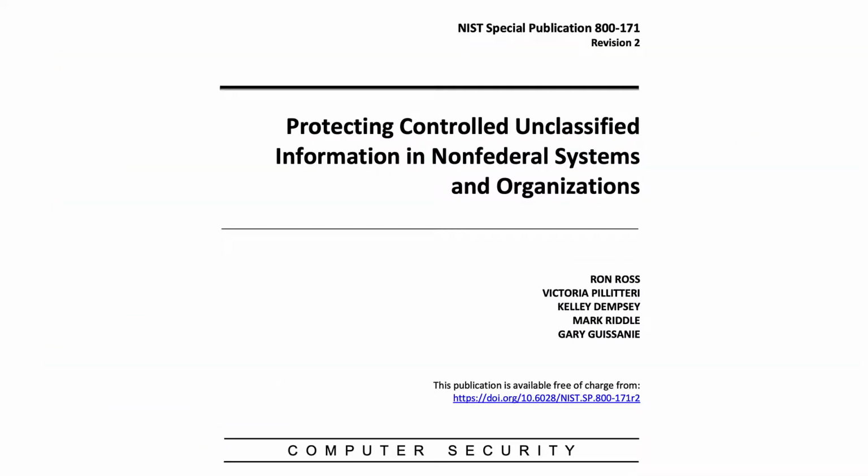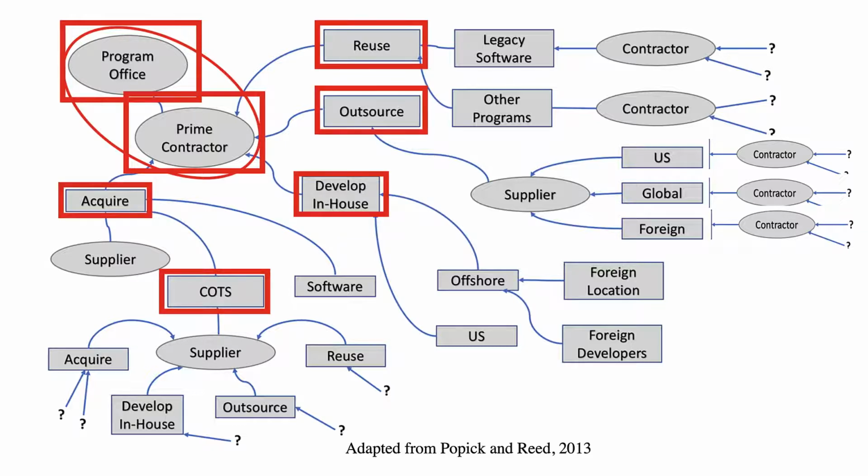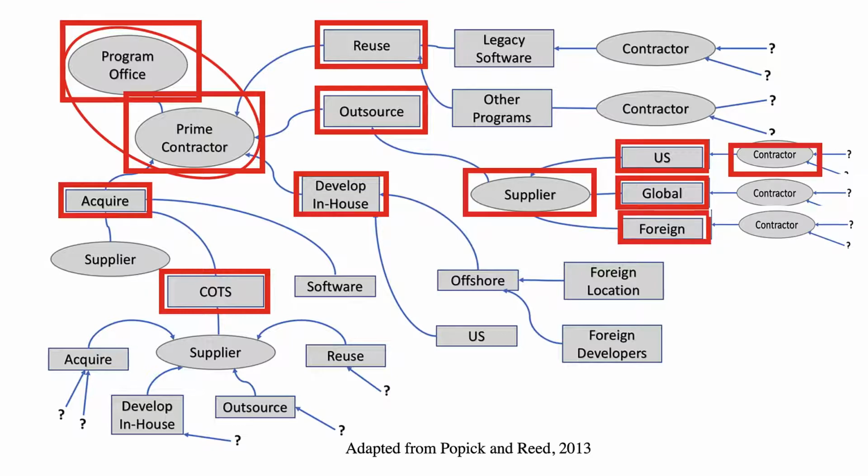So that should tell you our next topic is going to be NIST SP 800-171, Protecting Controlled Unclassified Information in Non-Federal Systems and Organizations. Notice that word non-federal systems and organizations. If we look back at this graphic, the program office is going to be the U.S. government. And then they're under contract with a non-federal system or organization. So everything else in here, the prime contractor and all the other sources, are going to be covered by this 800-171 and protecting unclassified information.